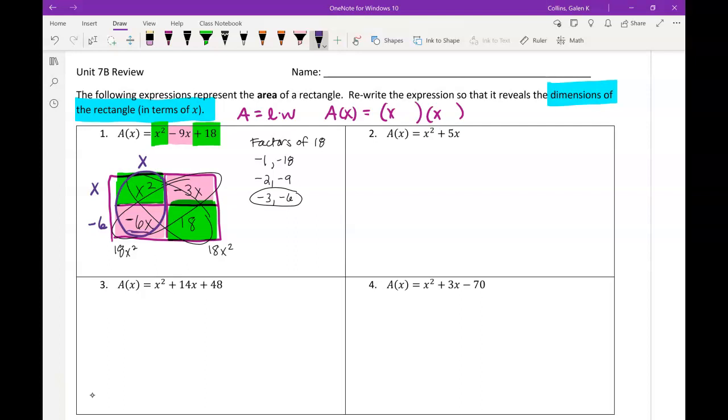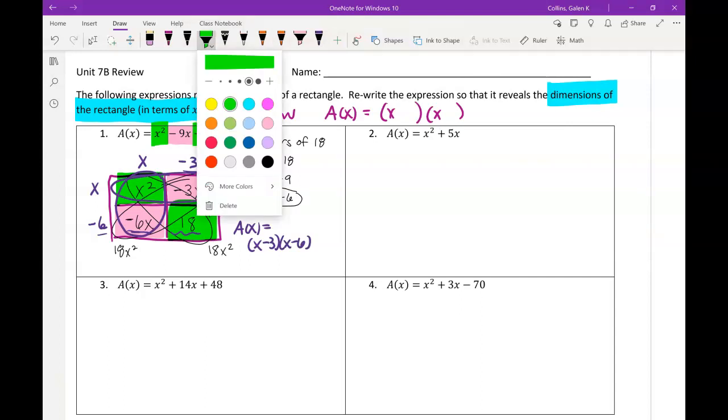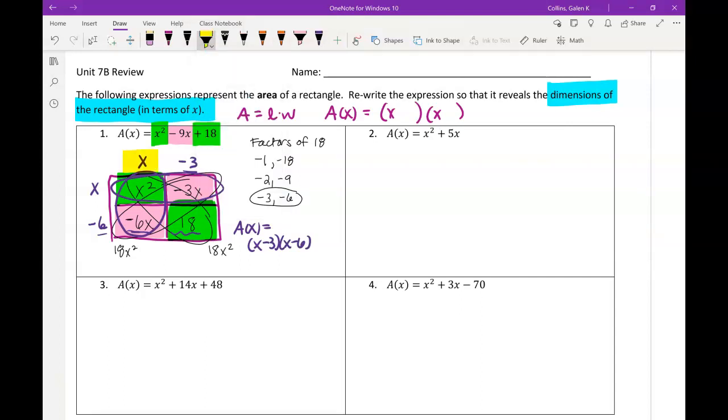And then I know I also pulled out an x from this row on the left. So I need a -3 up here so that -3 times x makes my -3x. And then I could just double check -3 times -6 is positive 18. So our final answer is that this area could be expressed as x minus 3 times x minus 6. So again, when I'm getting my answer here, that's the dimensions that I've labeled on the side, like the length and the width of the rectangle.